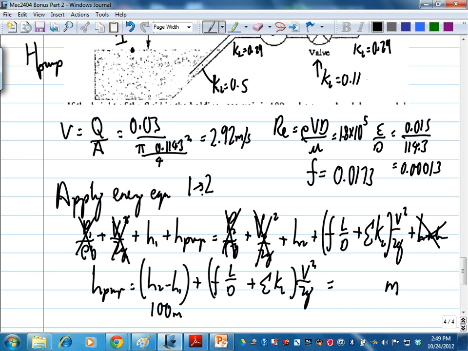You can plug in all the numbers. Remember to add up all the minor losses: 0.5, 0.29, 0.11, 0.29. L I think is 400 meters, isn't it? L is 400 meters. Diameter is 0.1143 and so on. This velocity is the velocity in the pipe, not V1, V2 in the big reservoir.